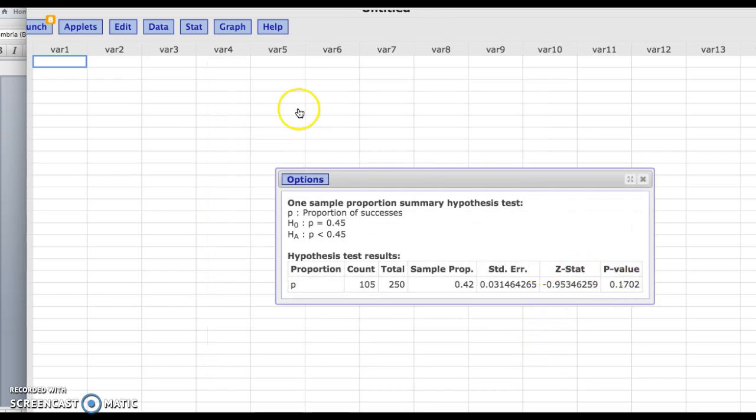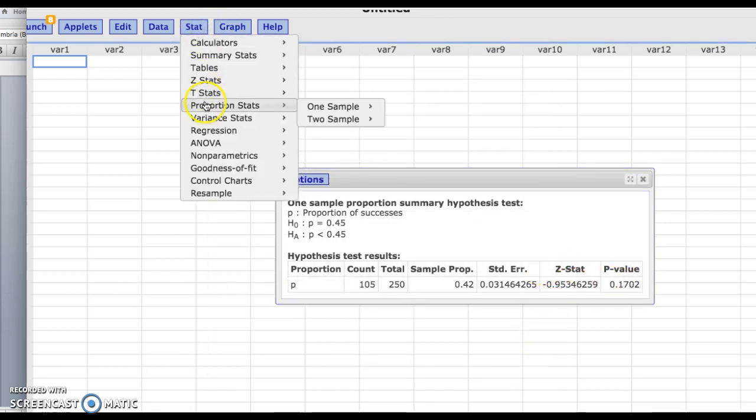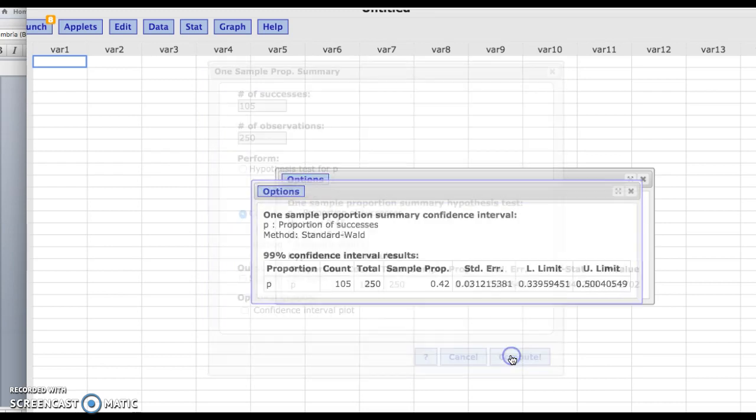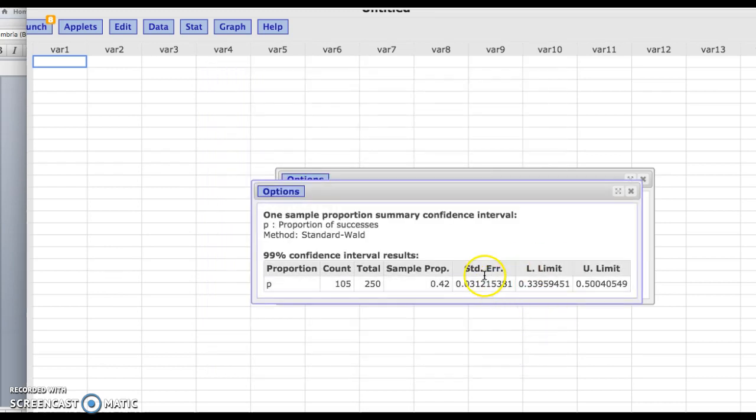And your p-value is here. Then Stat, proportion, one sample with summary, 105, 250. Here, since the alpha is 0.01, the confidence interval is 0.99. Compute, and here you get your upper and lower limit.